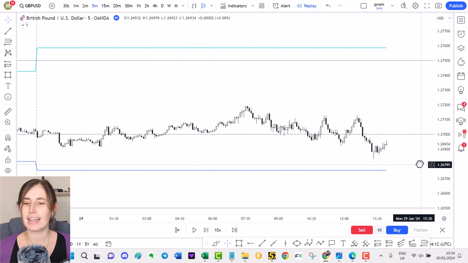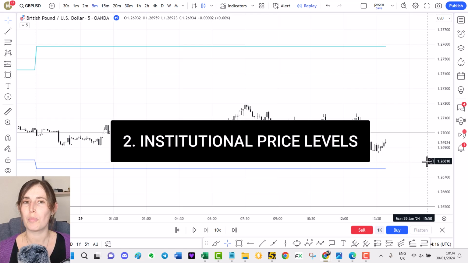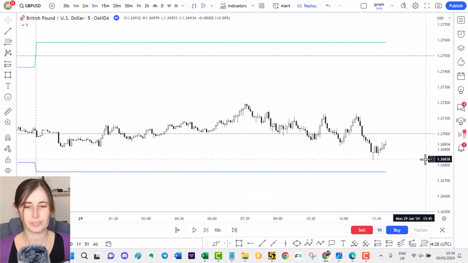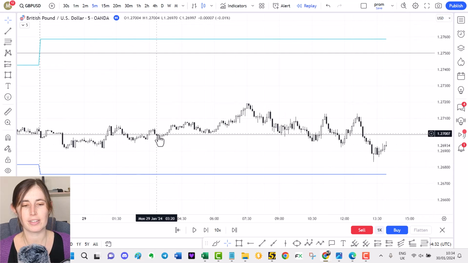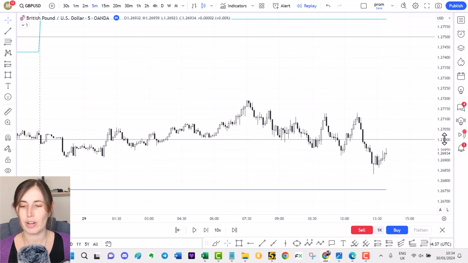And the next indicator I like to add to show me the key levels is the institutional price levels indicator. And this shows the whole and the half dollar or pound amount. So this one here is 1.27, up here is 1.2750, and then naturally below 1.2650. In fact, you can see that pretty much intraday price has been consolidating around this institutional price level. So it's a very key part of my trading strategy.